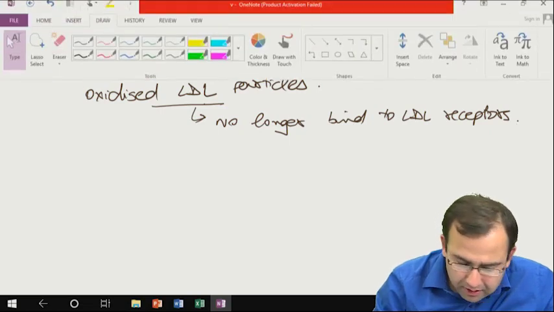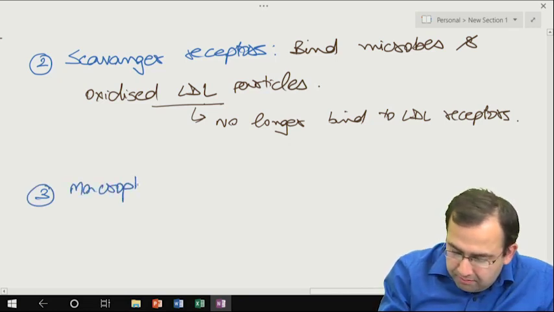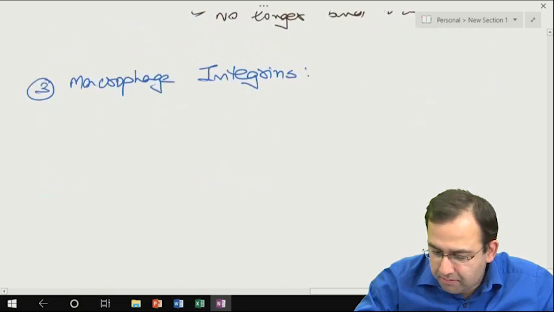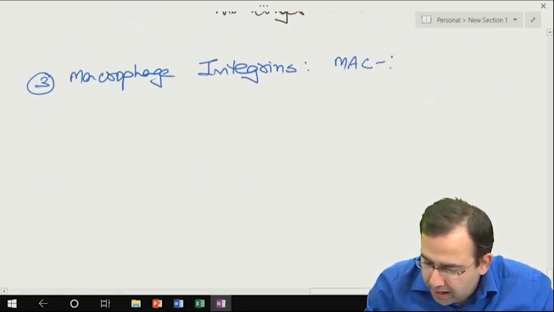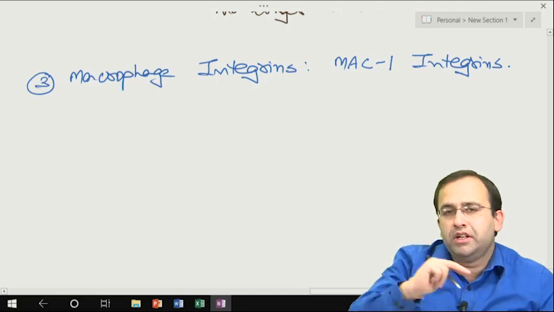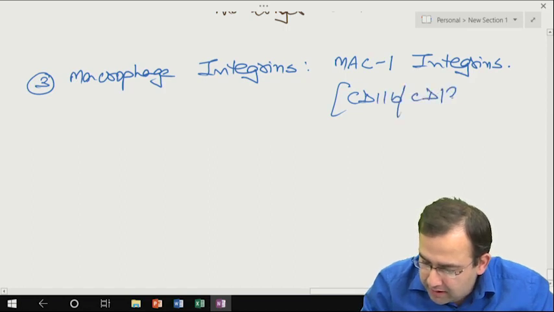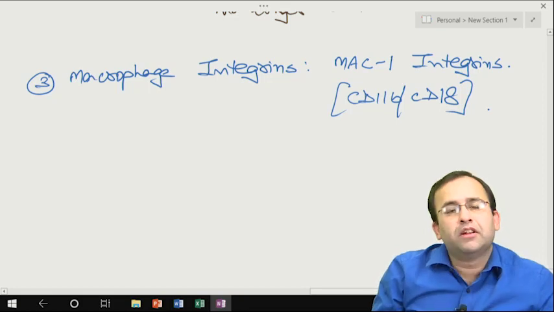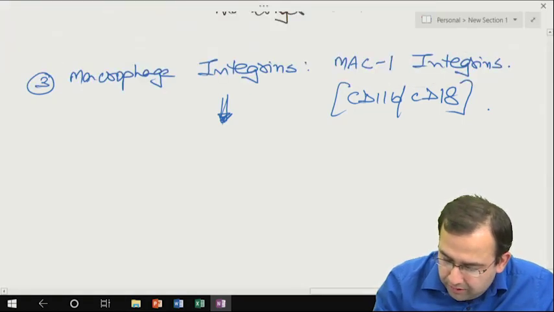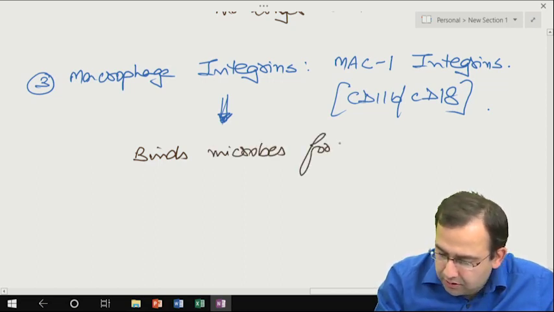Next are the integrins, macrophage integrins. Next recognition receptor are the macrophage integrins. These are the MAC1 integrins. Which were MAC1? We did that in rolling, beta-2 integrin CD11B slash CD18. These are the MAC1 integrins. This binds microbes for phagocytosis.